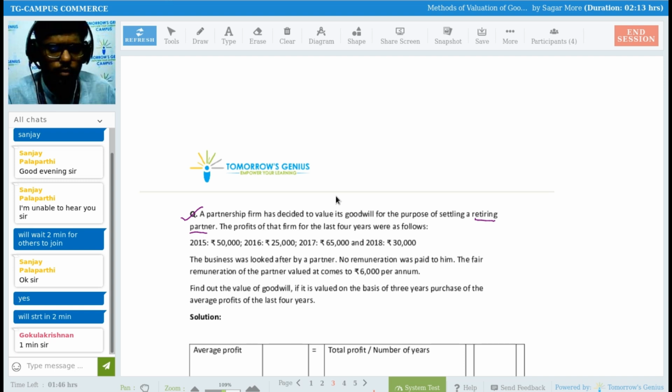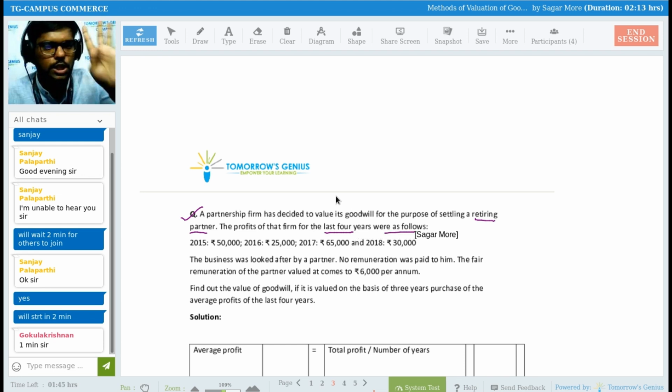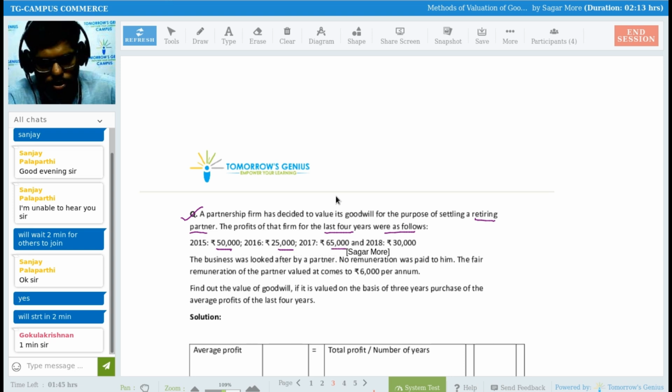As I said, valuation of goodwill is there in every chapter: admission of partner, retirement of a partner, death of the partner, right? Valuation will remain same, but adjustment will differ. Adjustment of goodwill will differ in admission, retirement and death, but valuation part will remain same. The profits of that firm for last 4 years were as follows: 50,000, 25,000, 65,000 and 30,000.